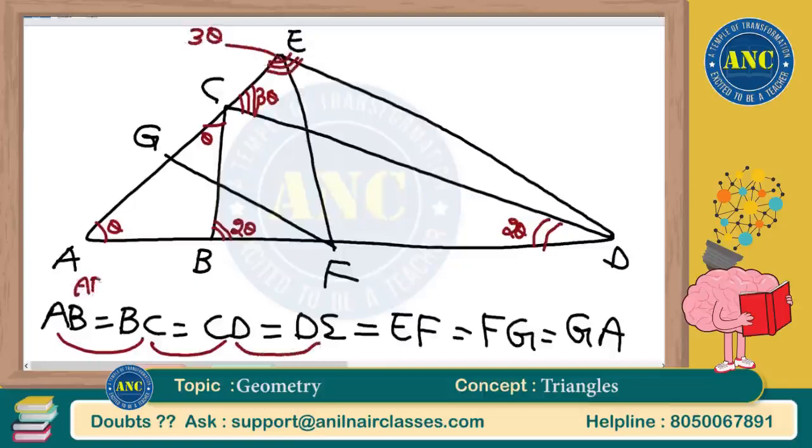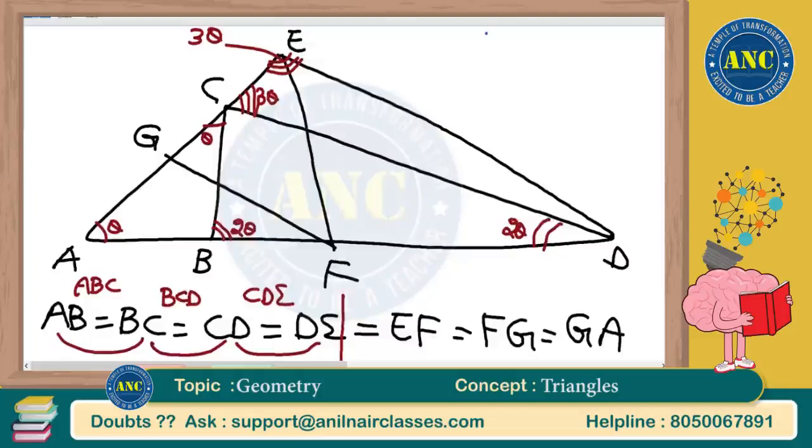This is for triangle ABC. This is for triangle BCD. This is for triangle CDE. ABC, BCD, CDE. I hope it is clear till here. Next. What is the next question?